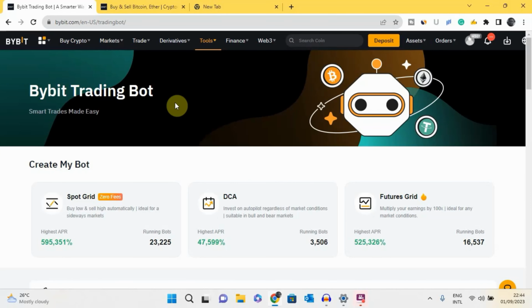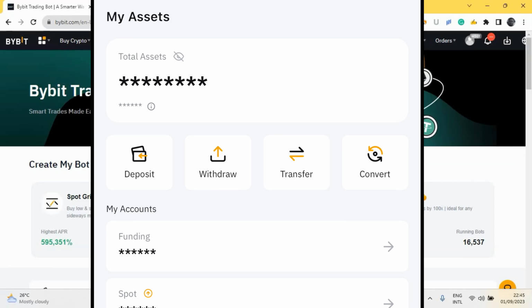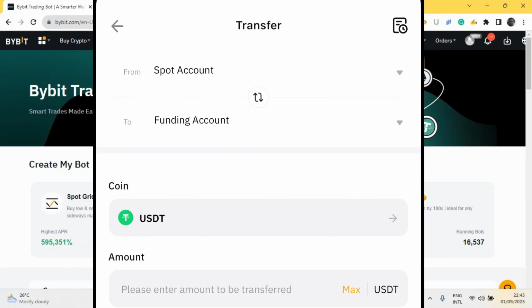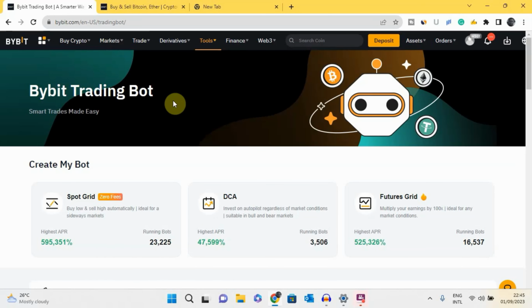Now, in case you have funds in your ByBit account, but the funds are in your spot wallet, you will need to transfer the funds to your funding wallet on the ByBit platform. All you need to do is go to your asset page or your wallet page on the ByBit app and click on transfer. You'll be asked to enter where you want to transfer from and where you want to transfer to. So you pick that you're transferring from your spot wallet to your funding wallet, and then you enter the amount you want to transfer, and the funds will be transferred to your funding wallet. The reason I'm telling you all of this is that you must have funds in your funding wallet before you can use the ByBit trading bot.